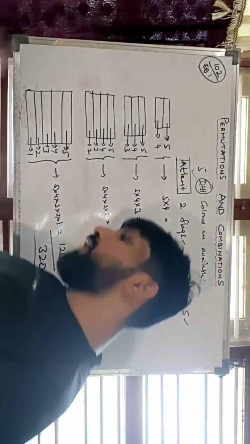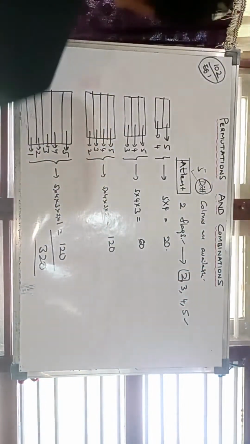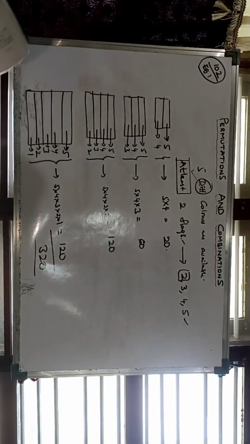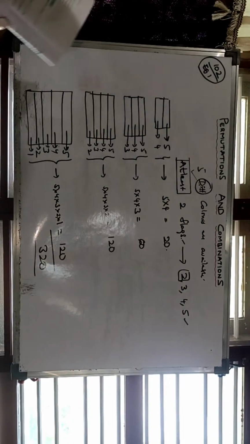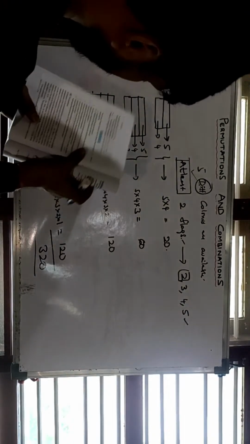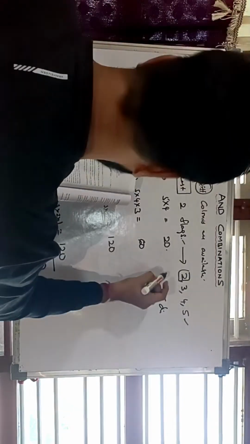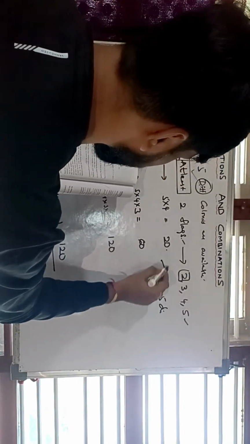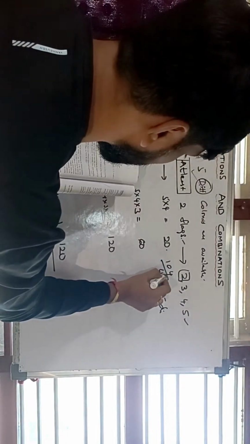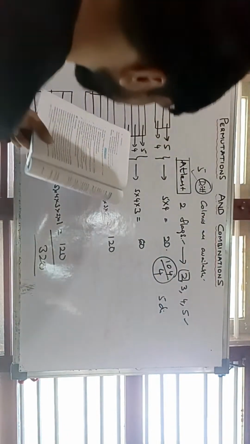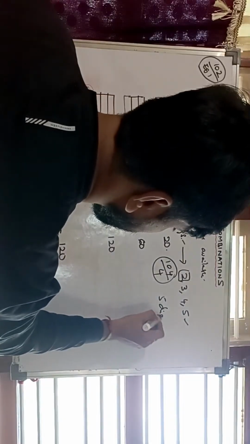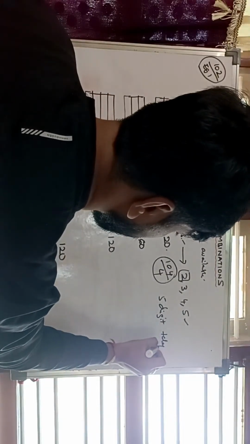If you see in the examples, there are a few important questions also. So according to this, I'm going to discuss one more question here. The question is, question number 4 from the exercise, page number 104: how many 5 digit telephone numbers?